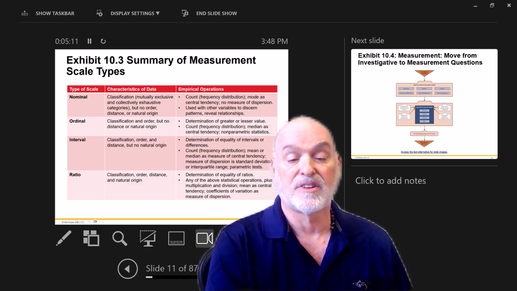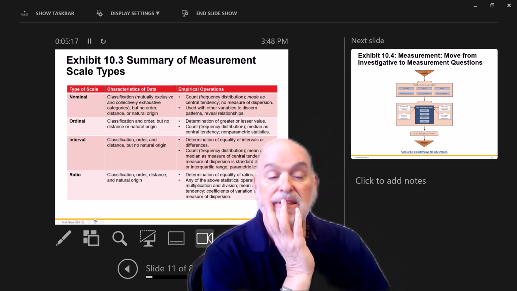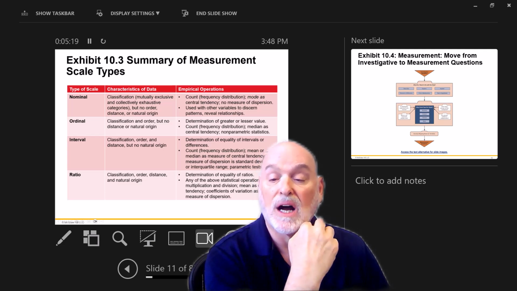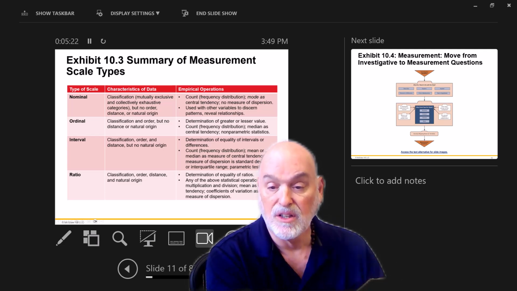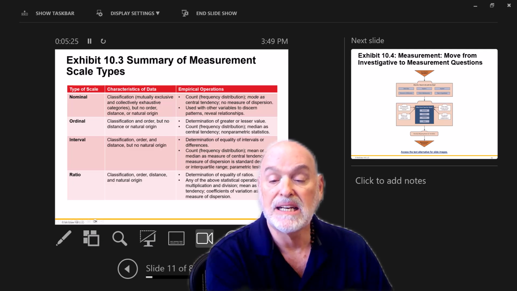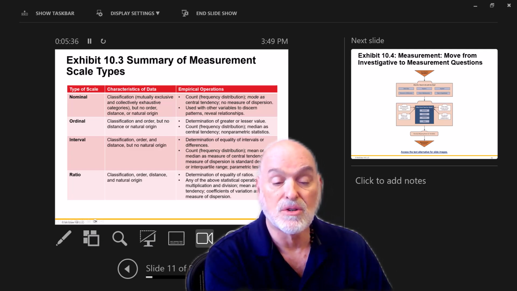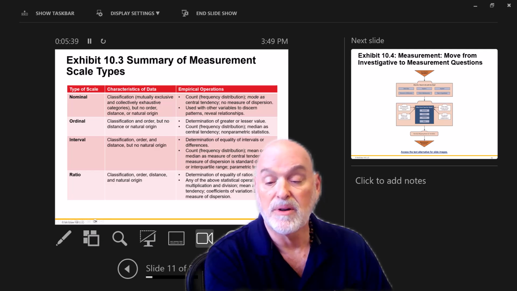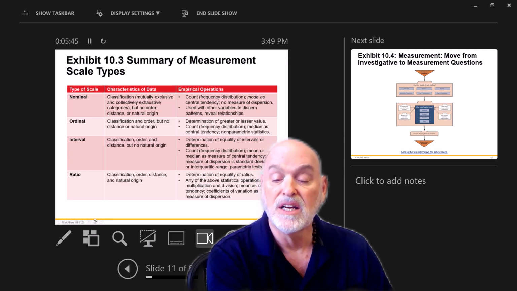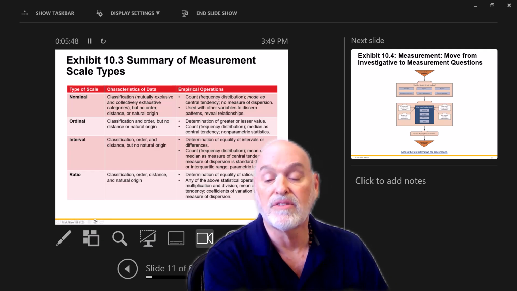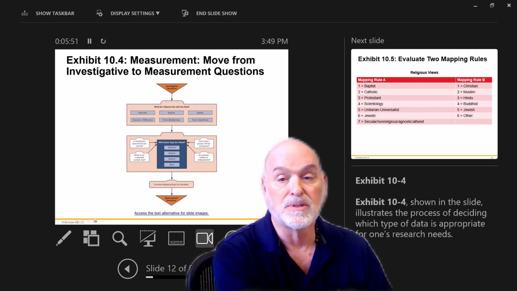Interval: classification, order, and distance, but no natural origin, the same as the one above, but this one has distance. Determination of equality of intervals or differences, the count, the frequency distribution. Mean or median as measure of central tendency. The measure of dispersion is standard deviation or interquartile range, parametric test. And lastly, ratio: classification, order, distance, and natural origin. Determination of equality of ratios. Any of the above statistical operations plus multiplication and division, mean as central tendency, coefficients of variation as measure of dispersion.